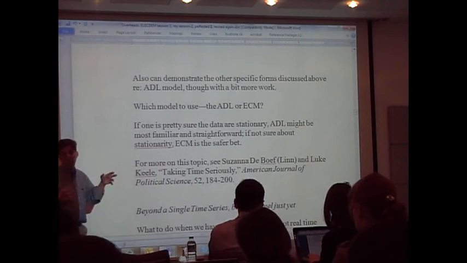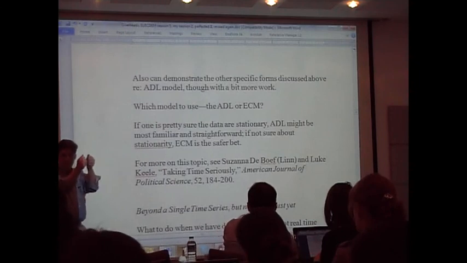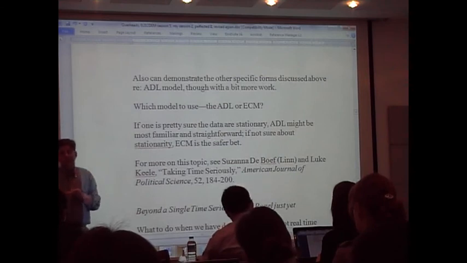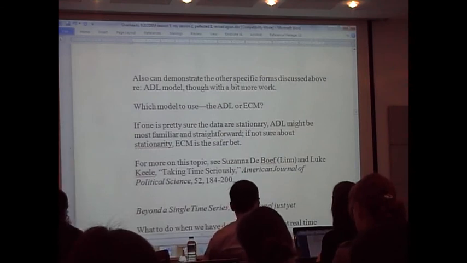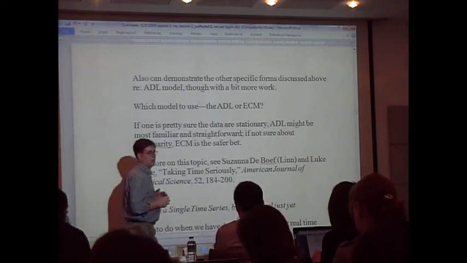And just do both. The ECM is more general and more powerful because it more explicitly takes into account the disequilibrium in the model itself. See, there's the disequilibrium right there, right? Whereas that's not true in an ADL. It's in there, but you have to back it out from the estimation.